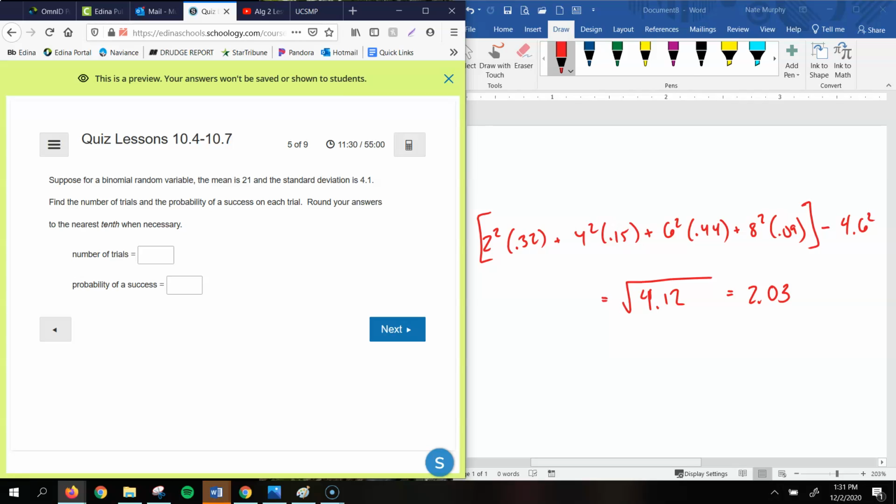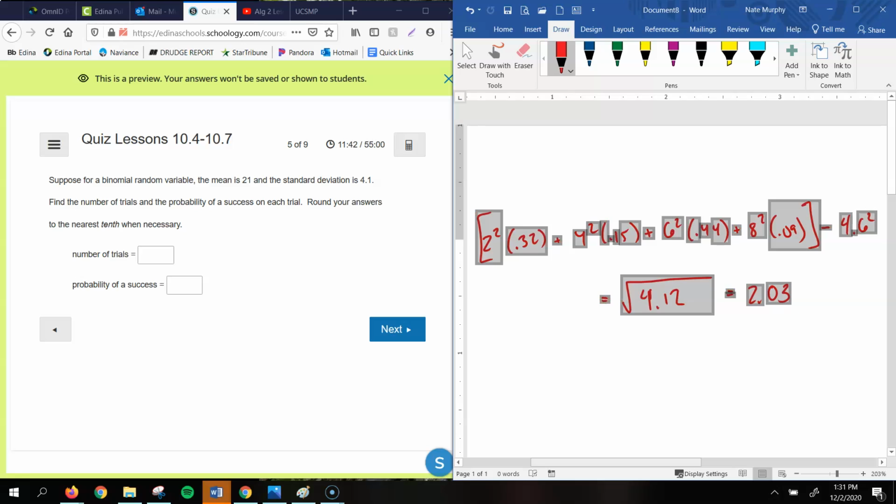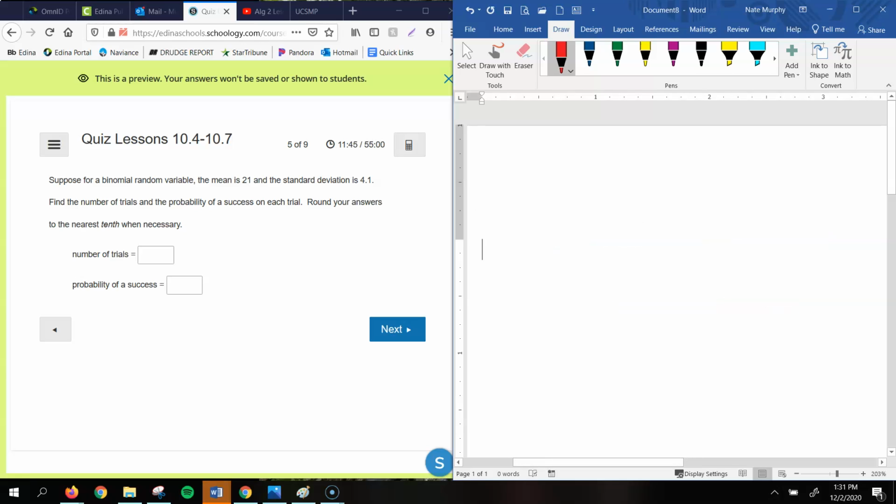All right, let's look at this one. Suppose for a binomial random variable, the mean is 21 and the standard deviation is 4.1. Find the number of trials and the probability of success on each trial. Round your answers to the nearest tenth when necessary. All right, so this one, we have to do a little bit of work. We know the mean is 21.